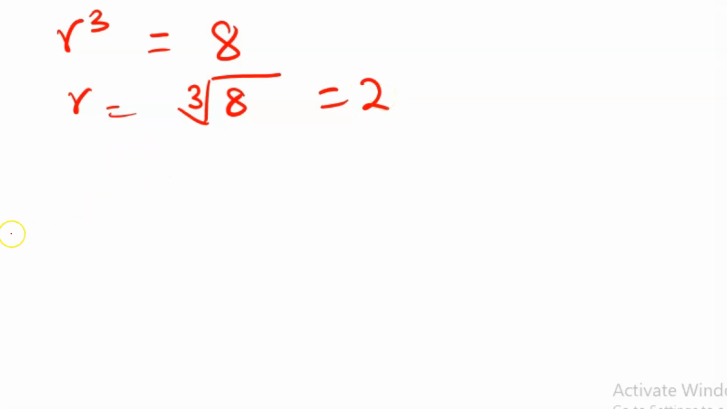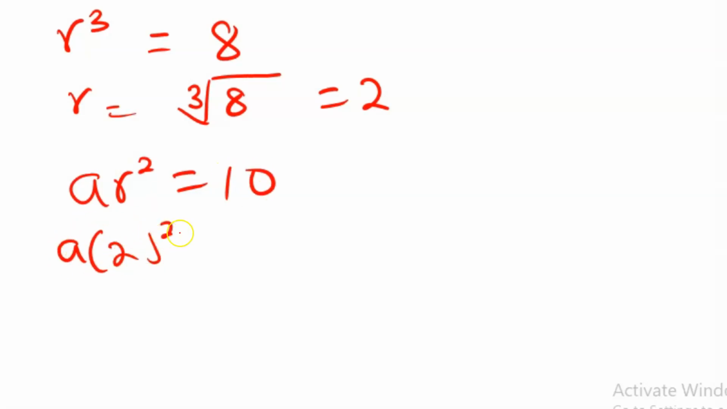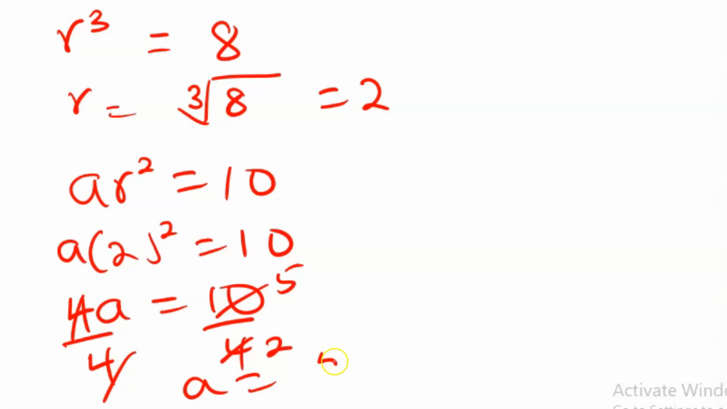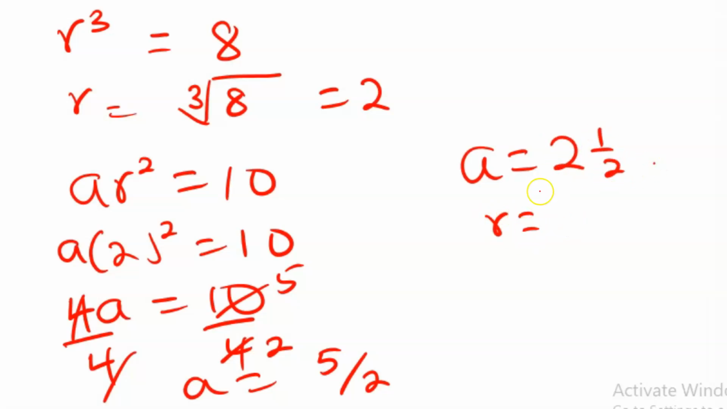Knowing the value of the common ratio, we can find the first term. Now from ar^2 is equal to 10, we have a times 2 raised to the power 2, which is equal to 10. So 4a is equal to 10. Let me divide both sides by 4. So a, 2 will go here, 2 will go here, 5. a is equal to 5 over 2. So a is equal to 2 whole number 1 over 2. r is also equal to 2. So these are the values.